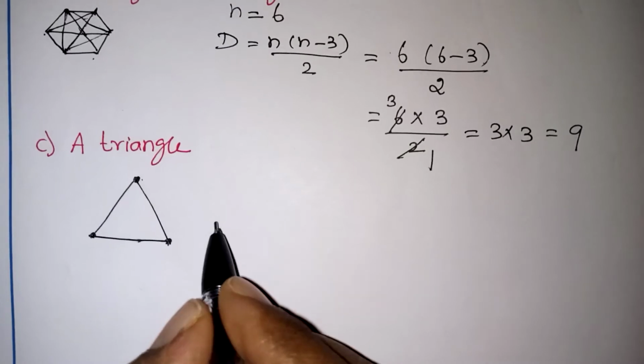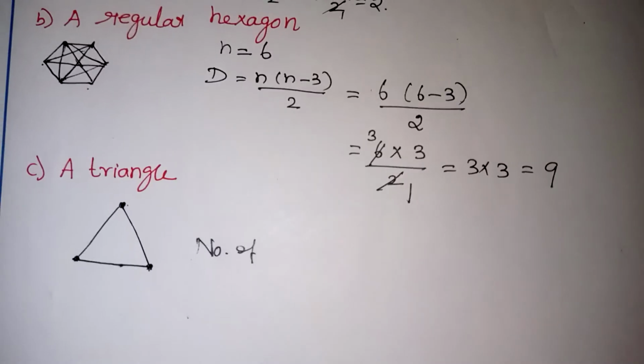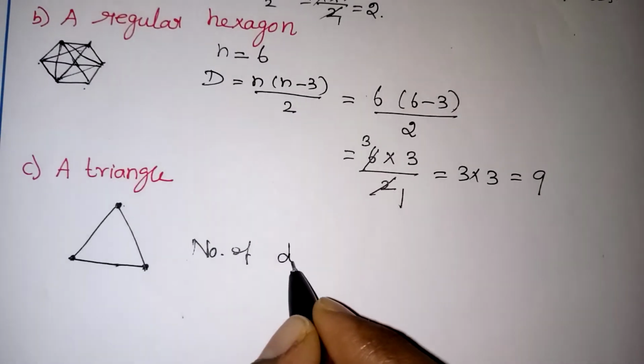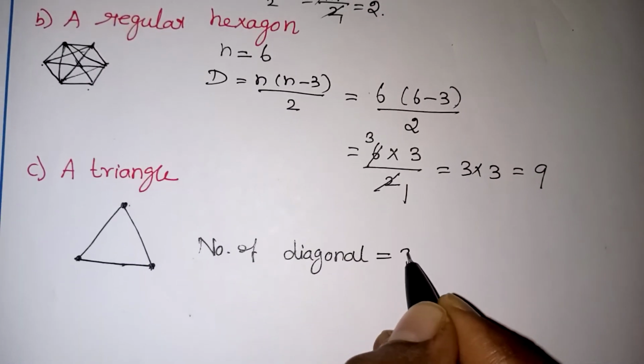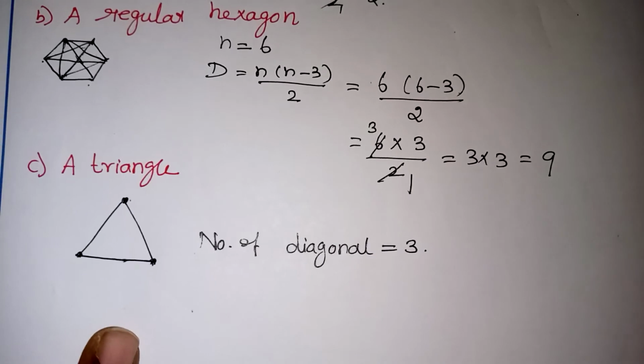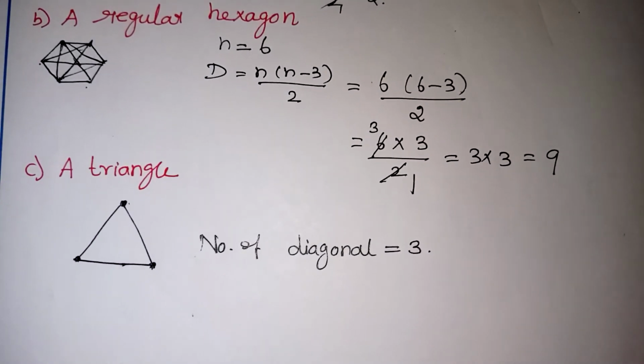So we can say that the number of diagonals is equal to 0. We don't have any diagonals for the triangle. So to find a diagonal, the diagram should have at least 4 sides. Then only we can find the diagonals for the particular diagram.